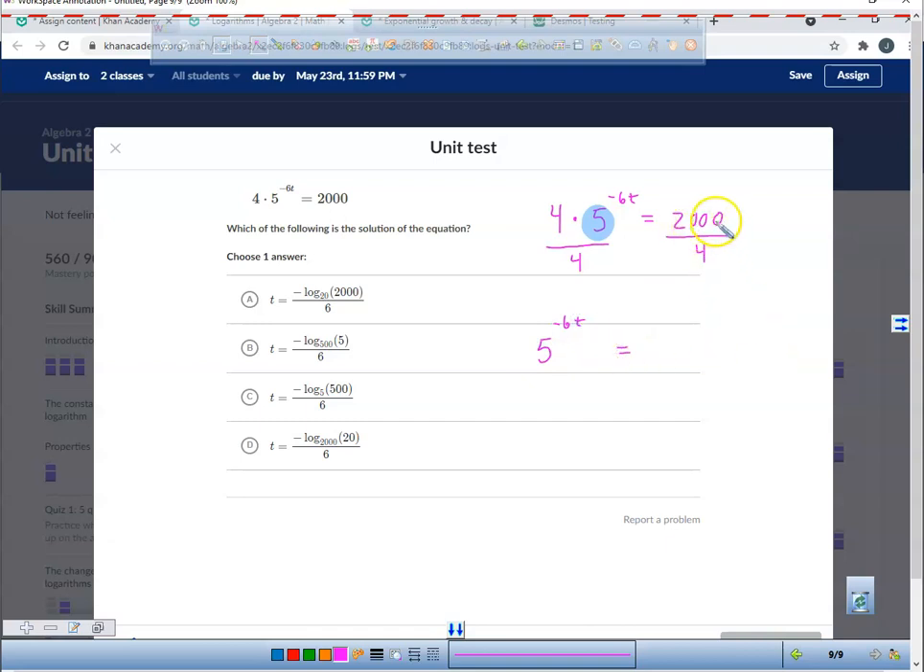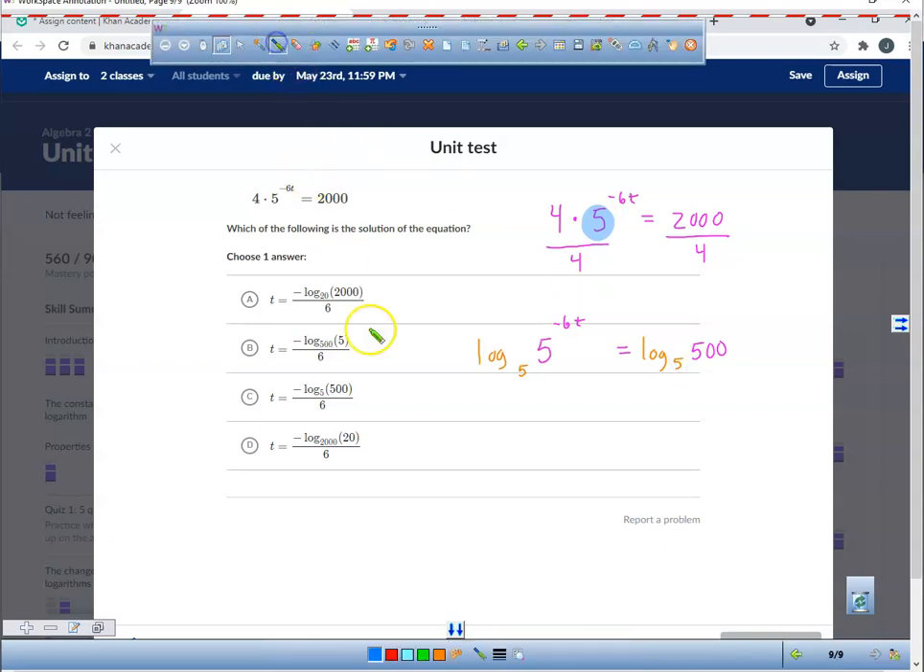So what is 2,000 divided by 4? Is it 500? Okay, so far so good. All right. Now, interestingly enough, what did we have to apply to both sides to get rid of a base 10? Log base 10. So what are we going to have to apply to both sides to get rid of a log of base 5? Log of 5. So we're applying what's called a log of 5 to both sides.